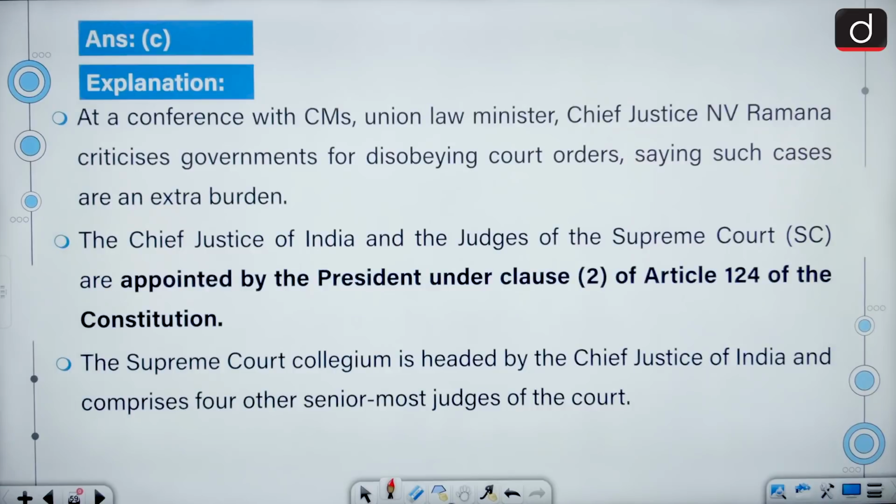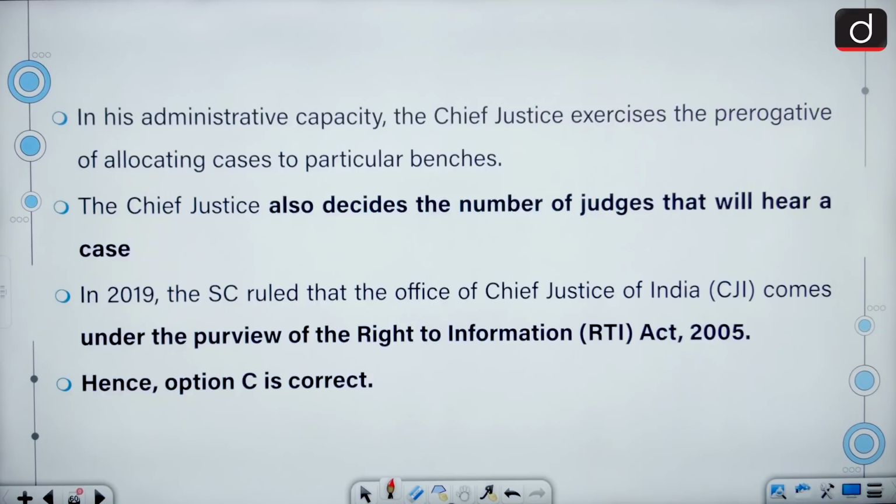At a conference with CMs, the Union Law Minister, the Chief Justice of India criticized the government for disobeying court orders, saying such cases are an extra burden. The CJI and the judges of the Supreme Court are appointed by the President under Clause 2 of Article 124 of the Constitution. The Supreme Court Collegium is headed by the Chief Justice of India and comprises 4 other senior-most judges of the court. In his administrative capacity, the CJI exercises the prerogative of allocating cases to particular benches. The Chief Justice also decides the number of judges that will hear a case.